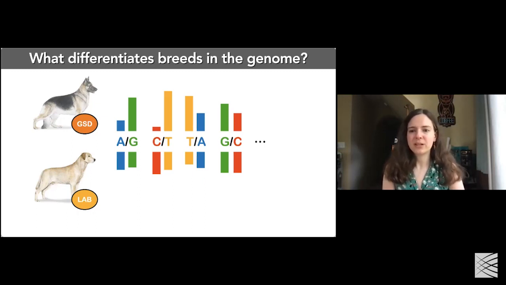What we will look towards are differences in allele frequency at single nucleotide polymorphisms, or SNPs, in a representative set of dogs from breeds. And what we want to find are the SNPs and subsequently the genomic regions that deviate in a breed relative to other dogs.